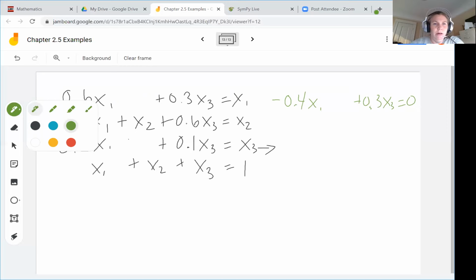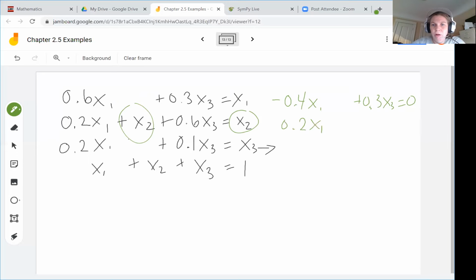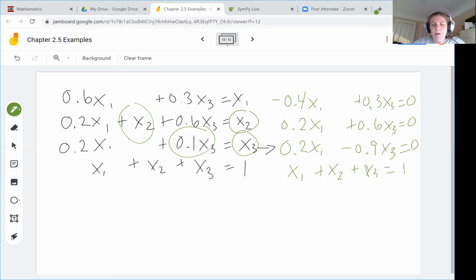So then in line 2 here, we're going to subtract x2 from x2. So we get a 0 in there, so we'll have 0.2 x1 plus 0.6 x3 equals 0. And then we have 0.2 x1 again in the third row. And then we're going to get minus 0.9 x3 when we take x3 from the 1 x3. That's going to equal 0. And then we'll have x1 plus x2 plus x3 equals 1.